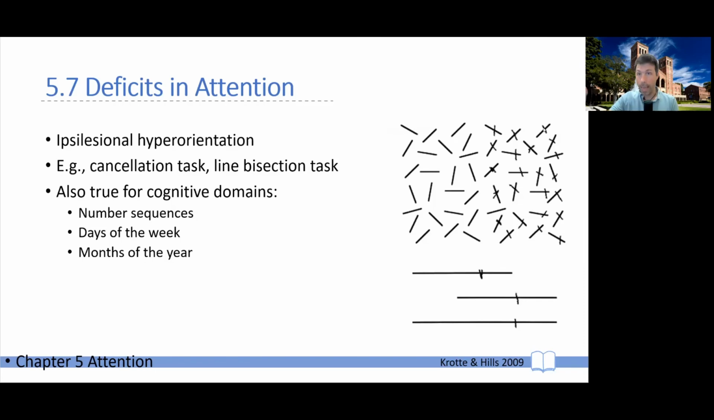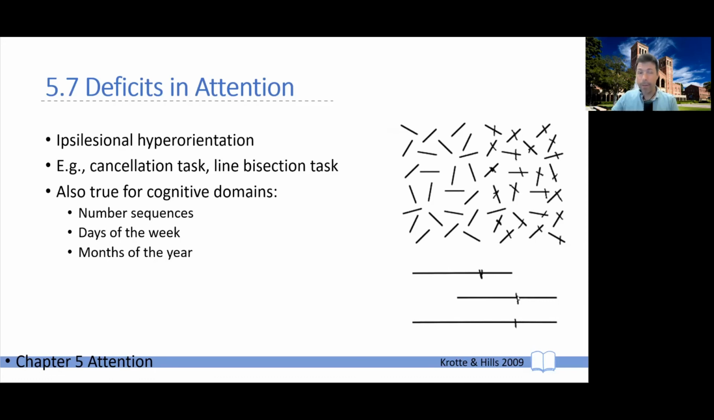the ipsilational side, and they will mark each one, and they'll get somewhere towards the center, and then according to how severe their neglect is, they will stop right there. And they'll say, there you go, done. That's it. Another task that is very typically used is the so-called line bisection task, which is this task right here. You give them a line and you ask them to mark the middle of the line. And as you can see, of course, their middle is very biased towards the ipsilational side, towards the good side.